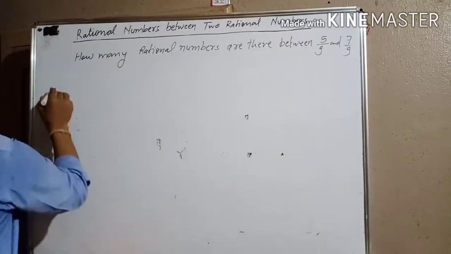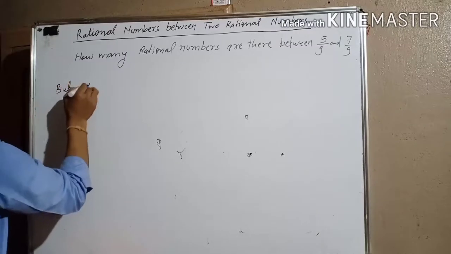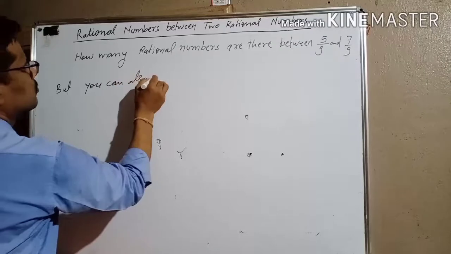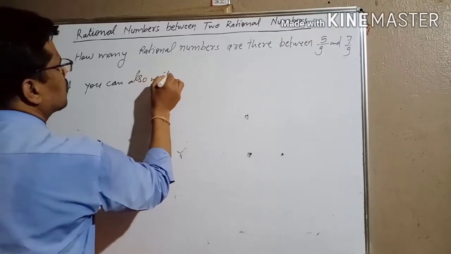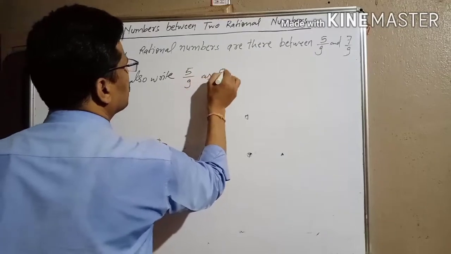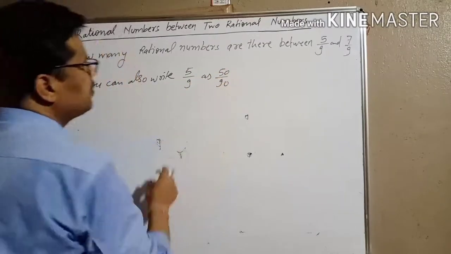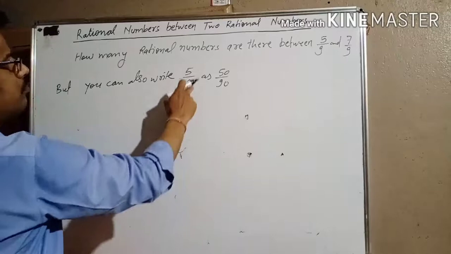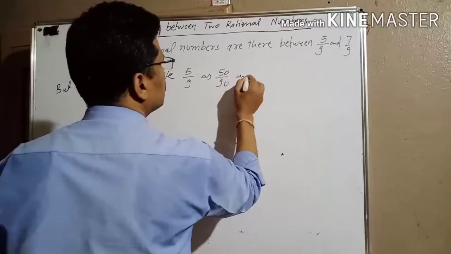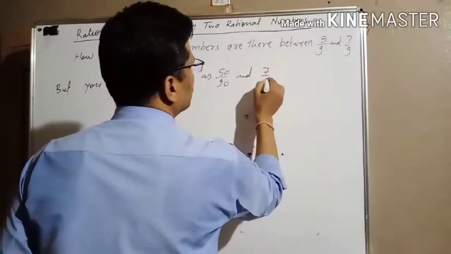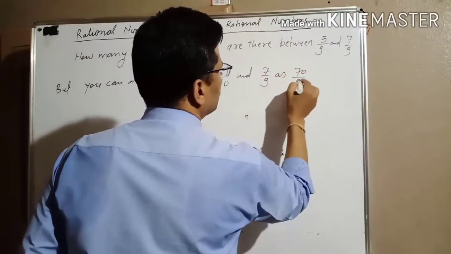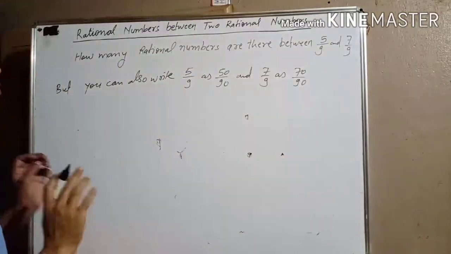But you can also write 5 upon 9 as 50 upon 90. How can we write? We are multiplying by 10, both numerator and denominator. That's why we are getting 50 upon 90. And 7 upon 9 as 70 upon 90. Now, can you find out total how many?